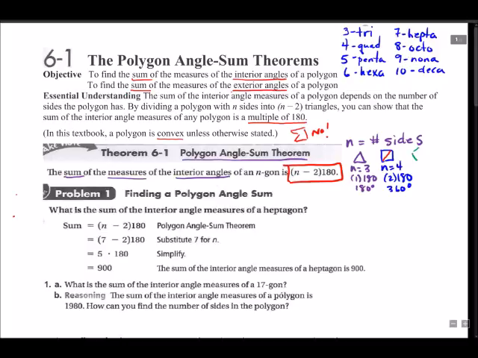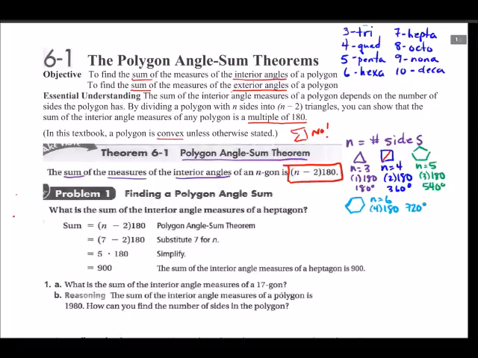What about a pentagon? What's n on a pentagon? N is 5. What's 5 minus 2? 3. 3 times 180? It's 540 degrees. And let's do one more. Let's do hexagon. N is what? N is 6. What's 6 minus 2? 4. 4 times 180? 720 degrees. And we can go on and on.